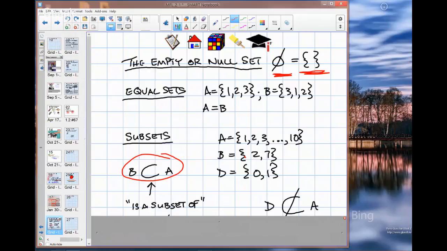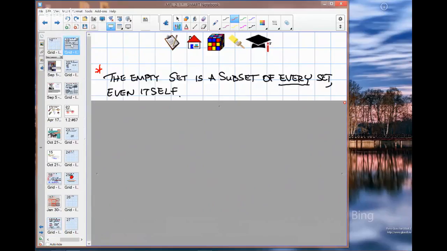Okay, let's keep going. Now make sure you put this down in your notes. This is very important. The empty set, a set with nothing in it, is a subset of every set, even itself. So this is one you definitely want to have in your notebooks.